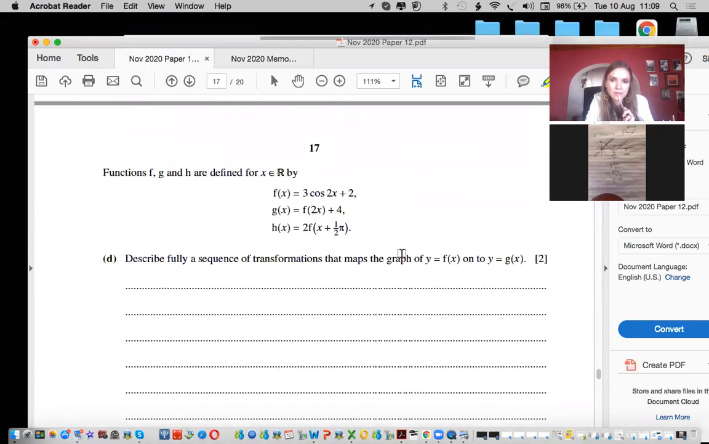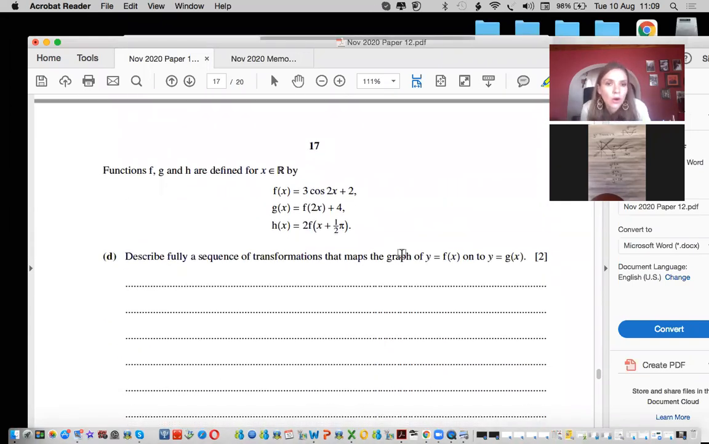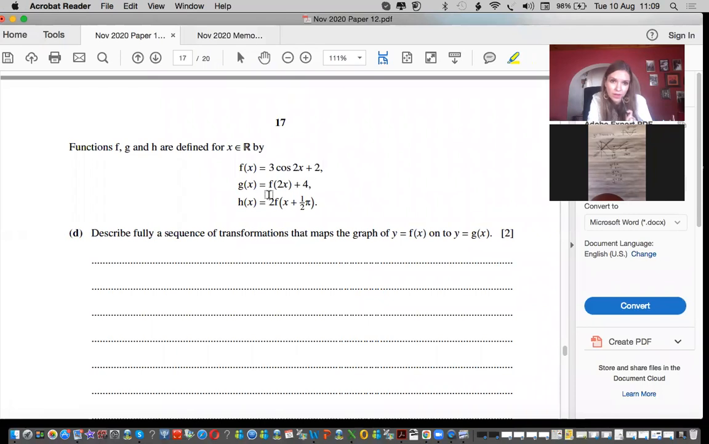They give us the next page. They say the following things have happened. f of x, that's your normal graph. Now, g of x is your f graph, but you have times your x by 2, and you have taken this whole f of x and you've added 4 at the end. Now they say, explain to me what has happened to get from f to g.